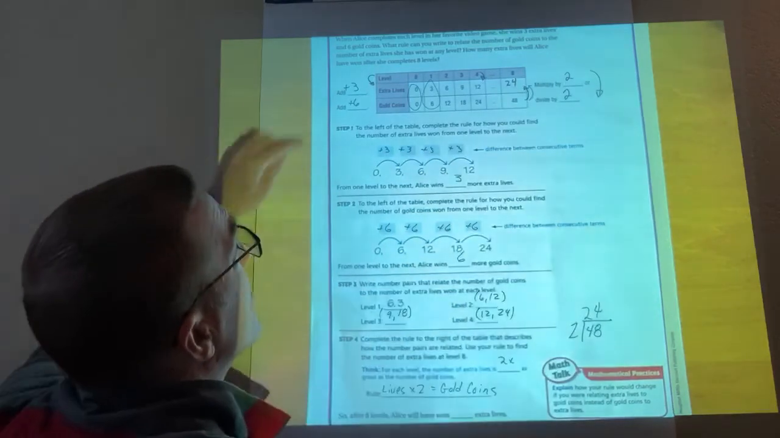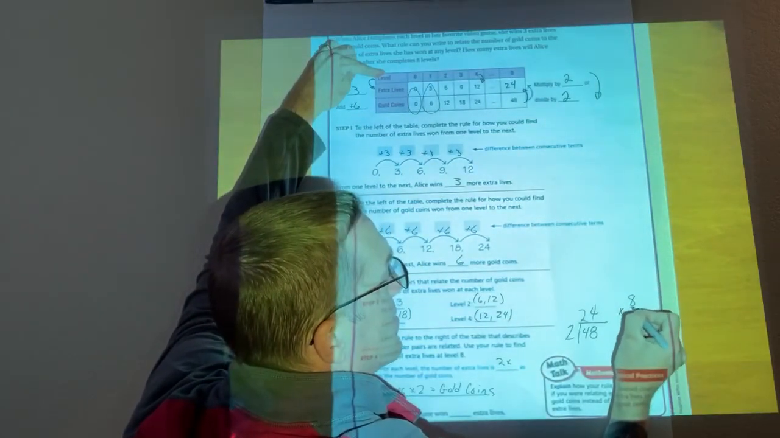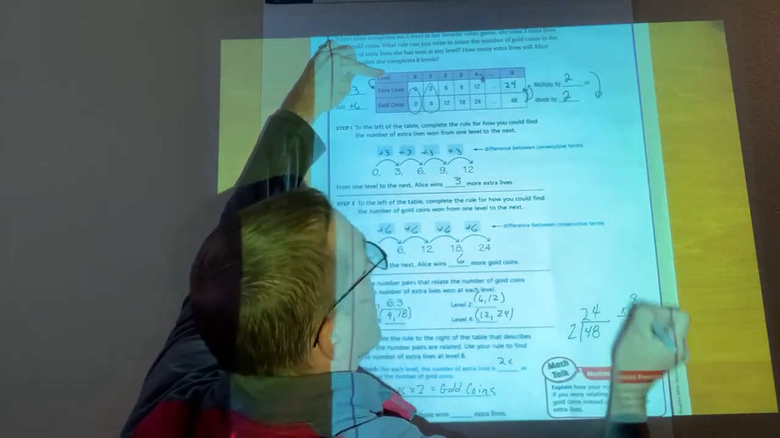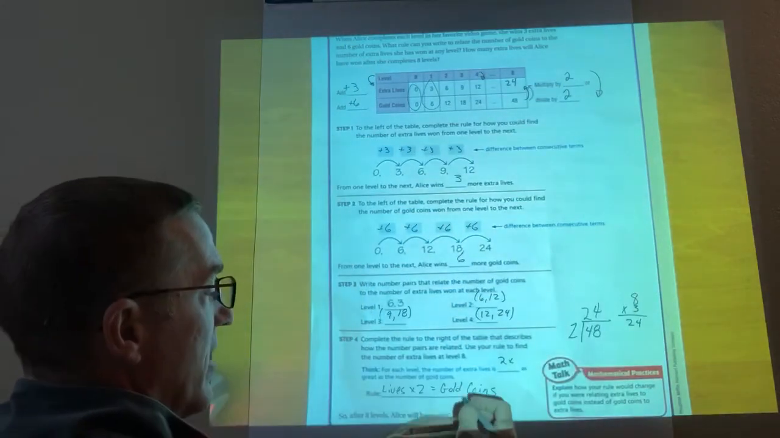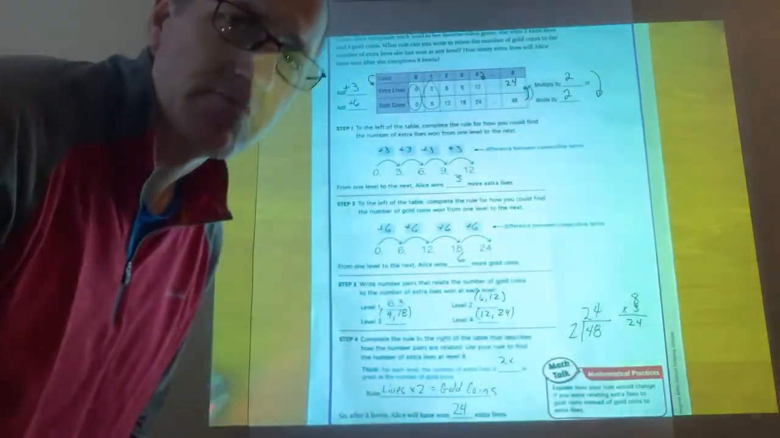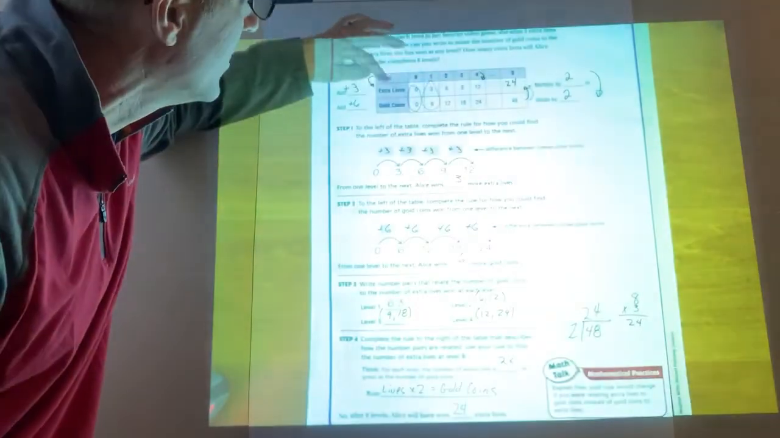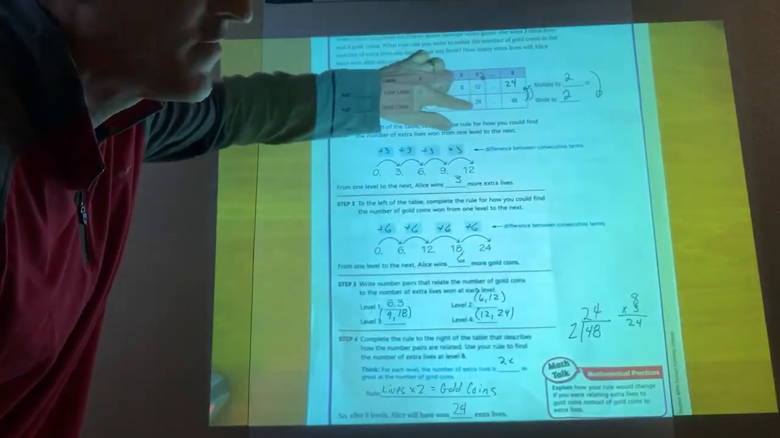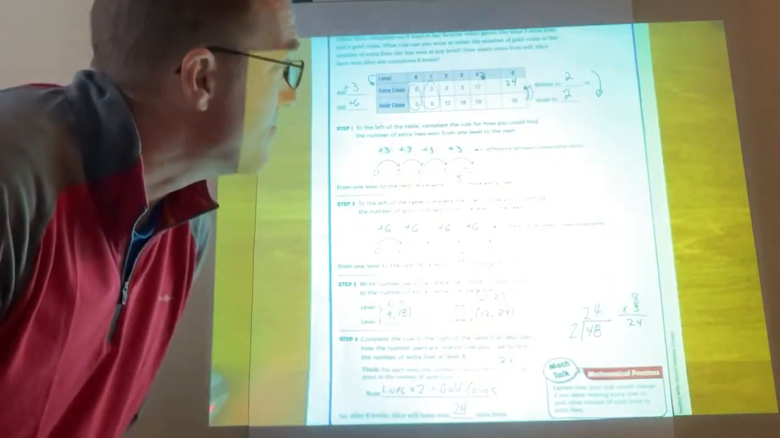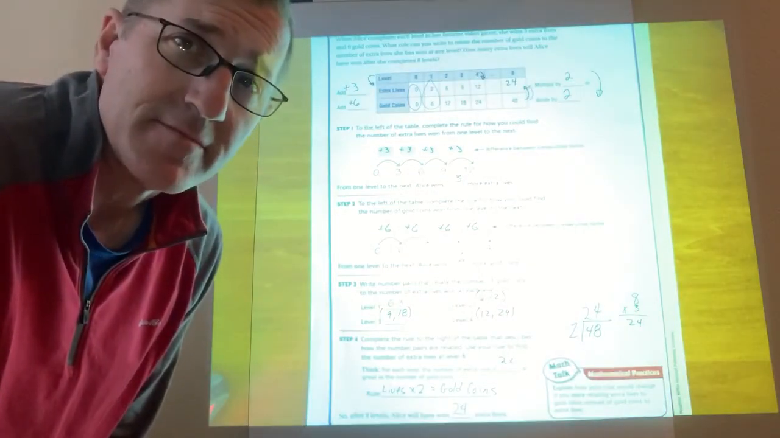And remember what I said earlier, they gave us this third piece, which is the level. If I took 8 and multiplied it by 3, I'd also get 24. So Alex will have won 24 extra lives. Things to remember: you can find a relationship between any of these boxes, even between level and gold coins. For every level, it's times 4, or times 6. Start with the small numbers, and don't overthink it. All right, next one coming.